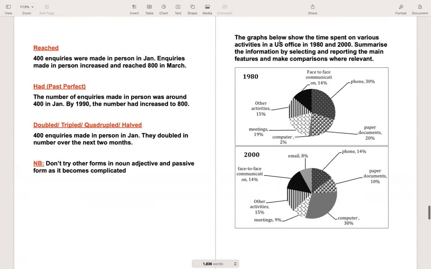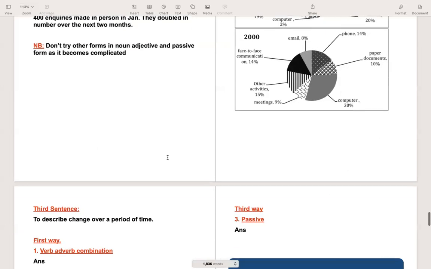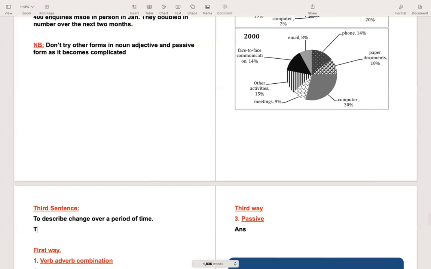First of all, tell me, what is the graph telling? This is not exactly phone. Can you read the question and tell me what is 30% actually? Time spent on phone. In which year? 1980. Okay. So first I write that. So the time spent on phone.